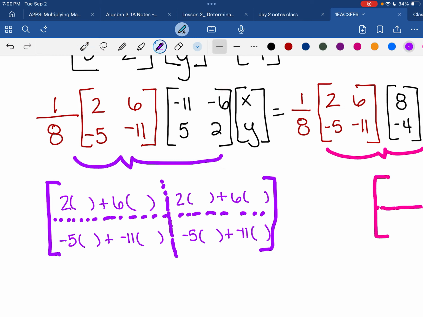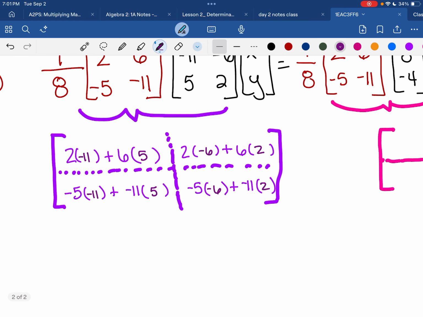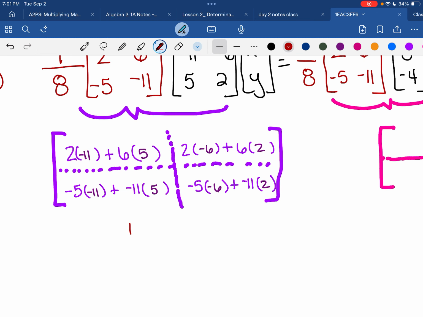So with those numbers, 2 times negative 11 and 5, it's going to go on top and bottom. And then column 2 is going to be 2 times negative 6 with a 2 and a negative 6 and a 2. With that, I'm going to simplify using my calculator. I'm going to bring that 1/8 down right here. And I'm going to simplify, not in that color. We're going to bring a blue in.